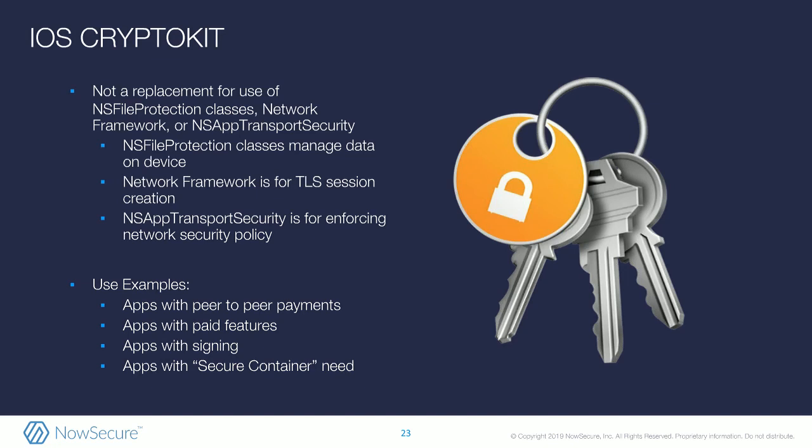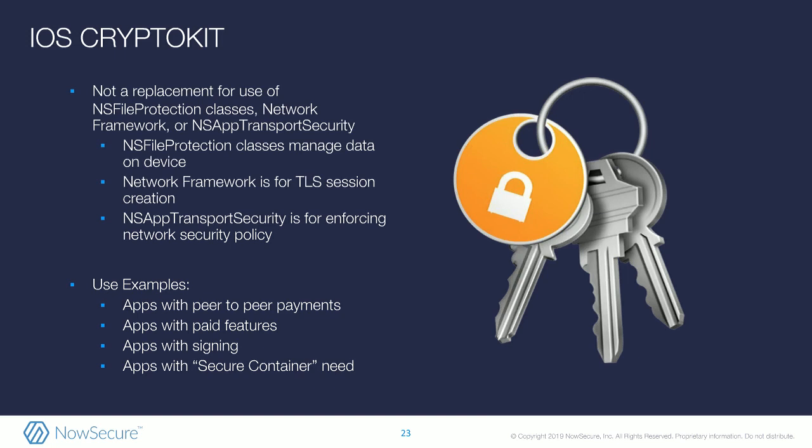You need to be aware that these things aren't meant to replace the current functionalities in the OS. So, make sure you're using NS file protection classes properly. Make sure you're using that network framework. Make sure you're using NS app transport security, because these things are all really good tools to make your app more secure. What they give as examples when you might use the CryptoKit is maybe you have a secure container that needs to be stored within the app, or maybe your app has some kind of signing process where it has to validate some key at some point.